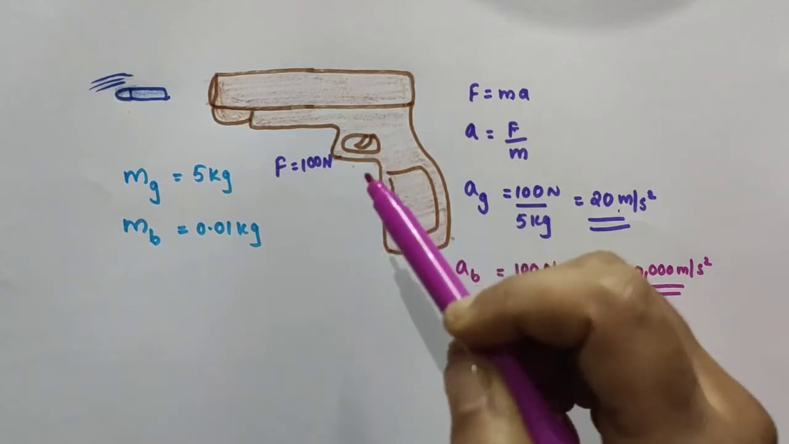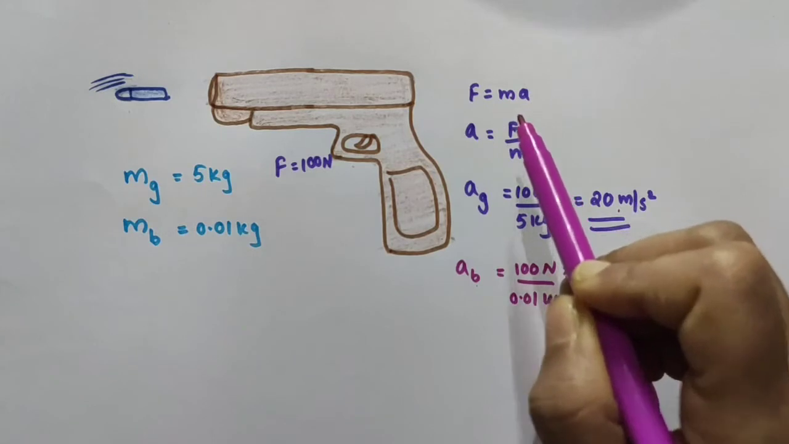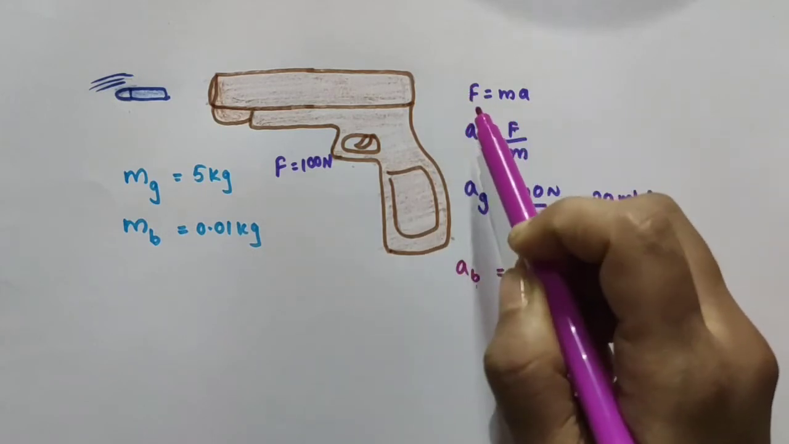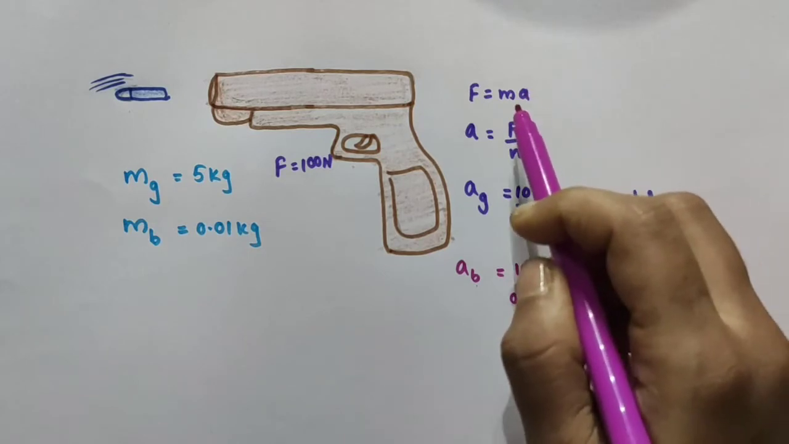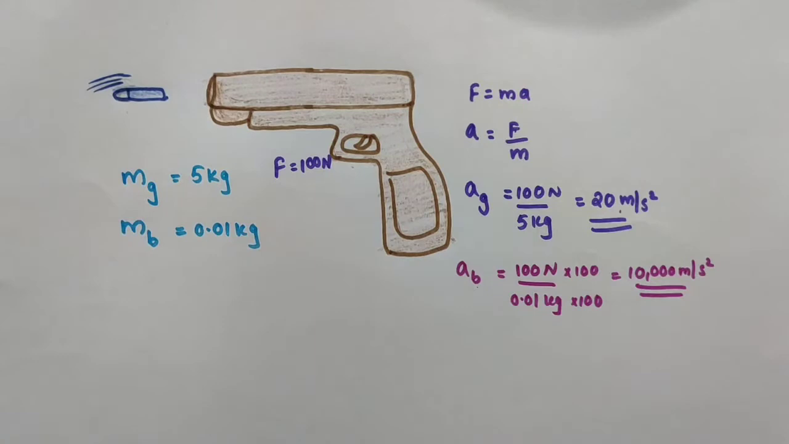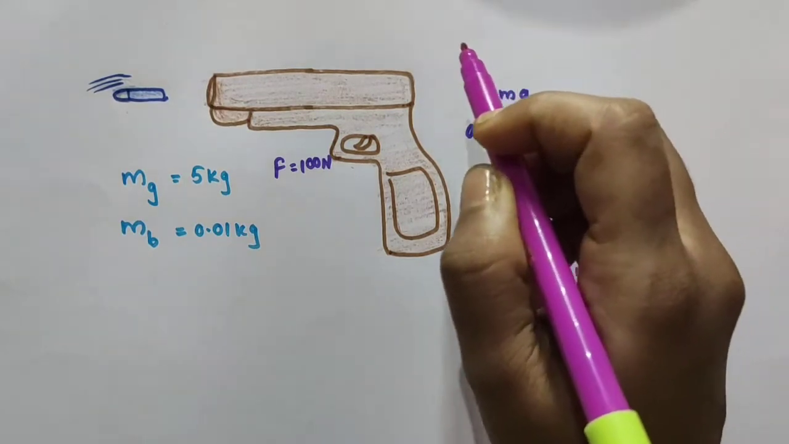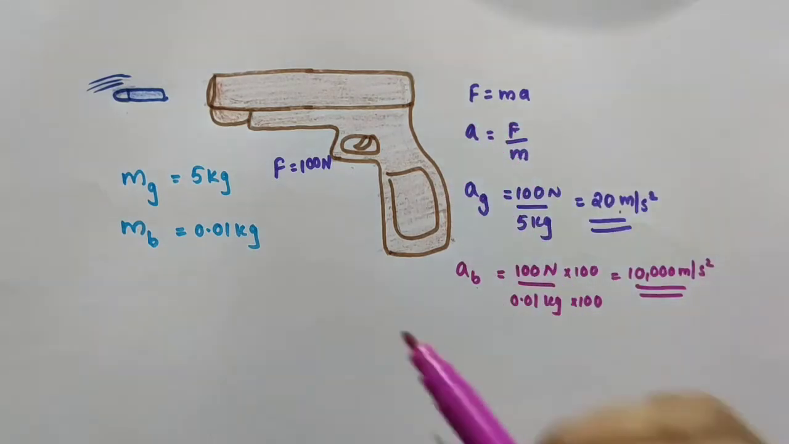From Newton's second law of motion, we have F is equal to m into a. That is, when a force F is applied on an object of mass m, it gets accelerated with an acceleration a such that F is equal to mass times the acceleration. We have discussed the derivation of this mathematical equation of Newton's second law of motion in our previous videos. I hope you remember this.